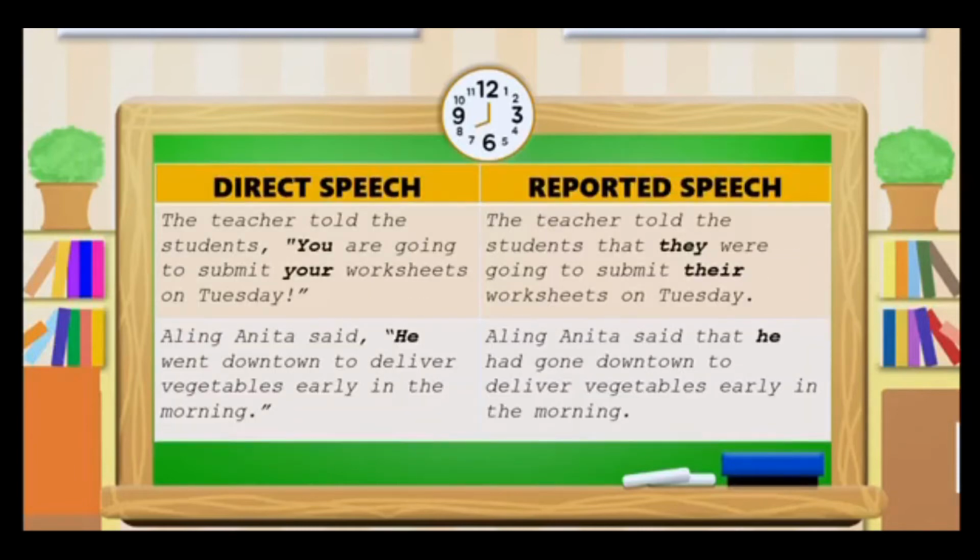In the next sentence, the pronoun you and your are changed to they and their. Thus, in the reported speech, the sentence will be, the teacher told the students that they were going to submit their worksheets on Tuesday. In the last sentence, the pronoun he is in the third person point of view. As you noticed, it did not change even if transformed to reported speech.